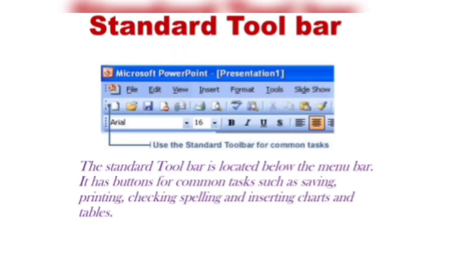Now there is the standard toolbar. The standard toolbar is located below the menu bar. It has buttons for common tasks such as saving, printing, checking spelling, or let's say correcting the grammar. Also inserting charts and tables, and there are a lot of other options also available.